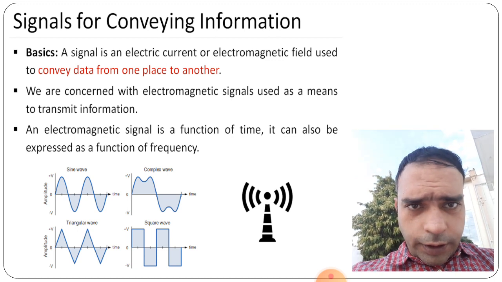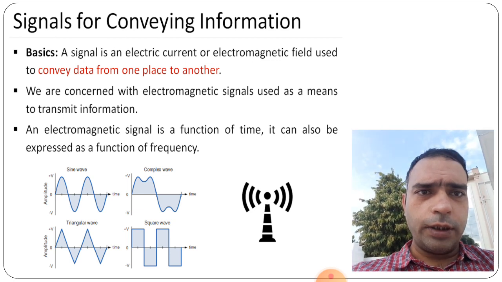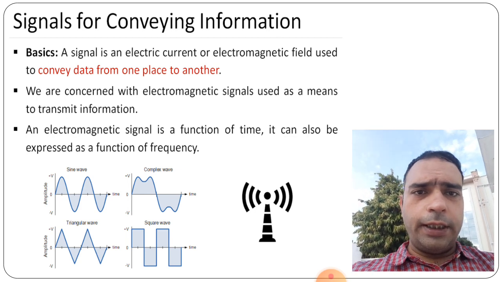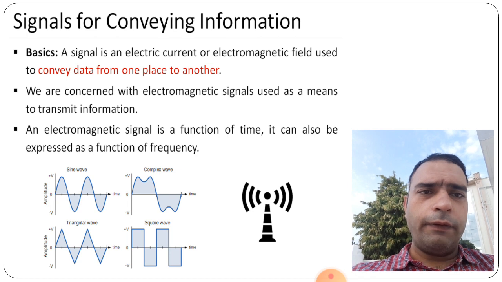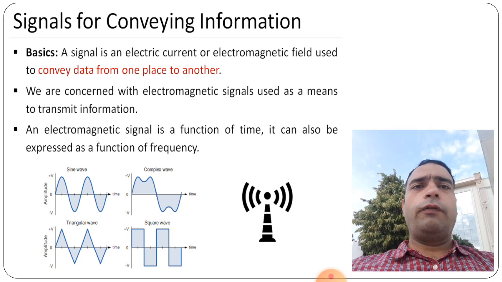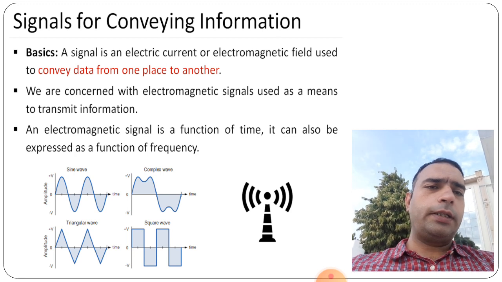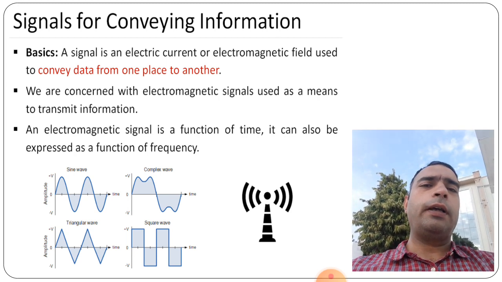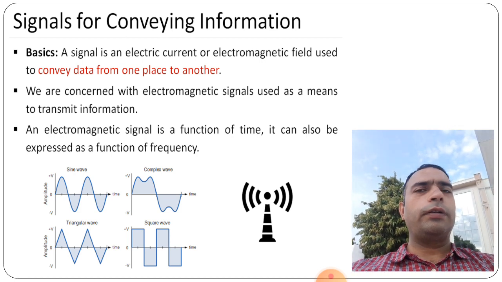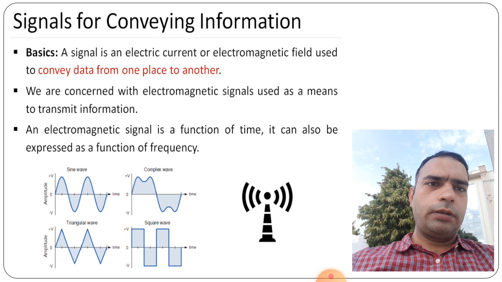So first one is an amplitude wave. Here it is shown the sine wave and complex wave. And next one is a triangular wave and square wave. So different types of waveforms we are able to see for such signals that are used to convey data from one place to another. And next there is a tower that is giving us the signal, so that is the range in which we can work with those signals.